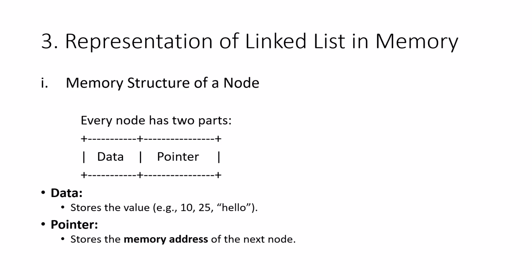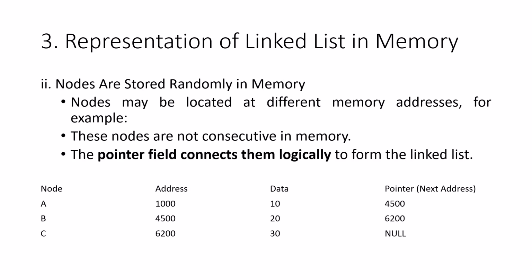The second part is the pointer field. This pointer doesn't store data. Instead, it stores the memory address of the next node in the list. Using this address, each node knows where the next node is located, even though the nodes may be stored in different locations in memory.